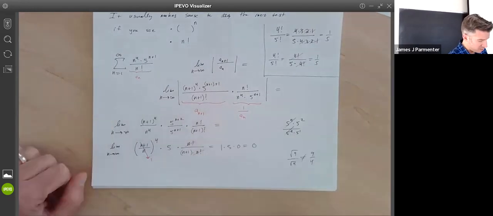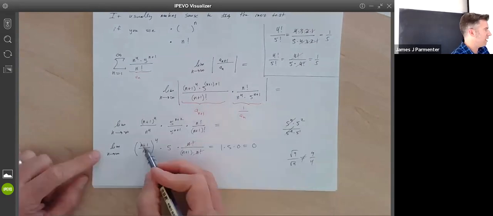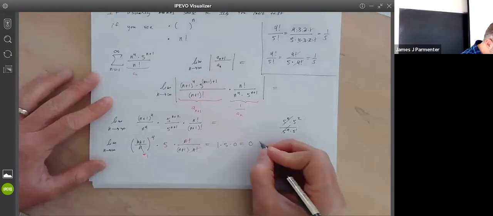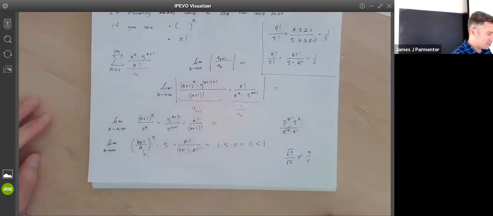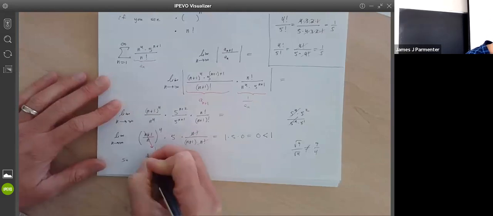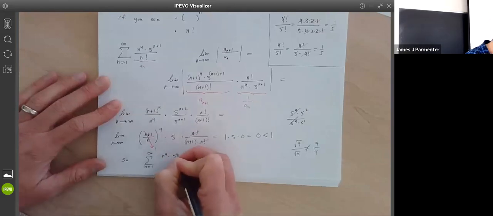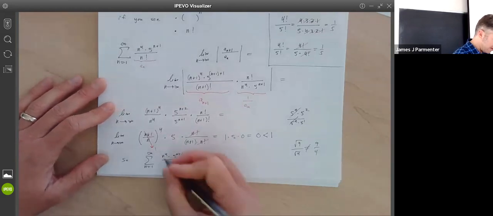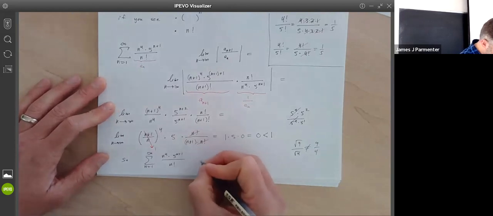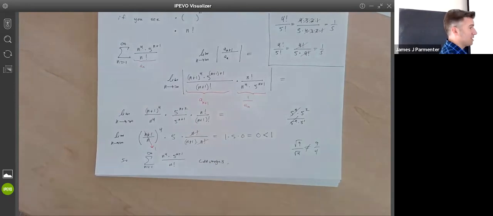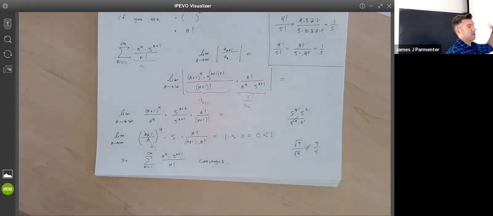Alternatively, if you really wanted to, you could have canceled an n plus 1 here with an n plus 1 there, but you don't need to do all that work. This is less than 1. So our series converges. So the sum from n equals 1 to infinity of n to the 4th times 5 to the n plus 1 over n factorial converges, because our ratio is essentially 0. If you go far enough out, the next term is so much less than the previous term.